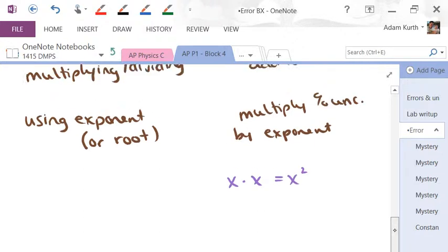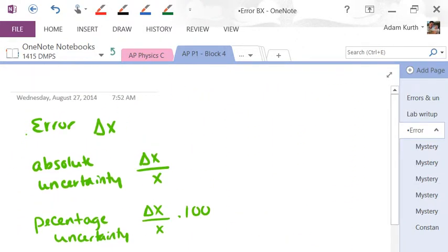Now, I do realize that the wording was a little funny. This is also called fractional uncertainty. I hope that makes sense, because it's written as a fraction. So I apologize for that lack of putting that in there. Let me say that this is fractional uncertainty as well.